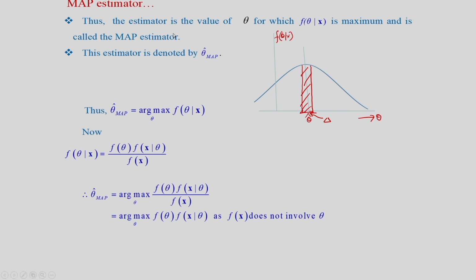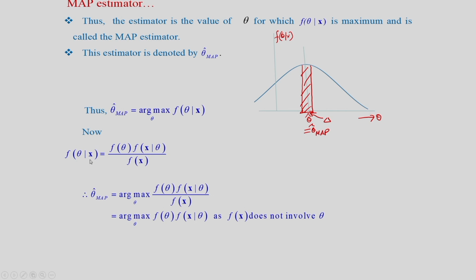Therefore, the estimator is the value of theta for which f of theta given x is maximum, and is called the MAP estimator, maximum a posteriori probability estimator. We will denote this estimator by theta hat MAP, because this corresponds to the maximum a posteriori PDF. So, this point is theta hat equal to theta hat MAP. Thus, theta hat MAP is argmax over theta of f of theta given x.